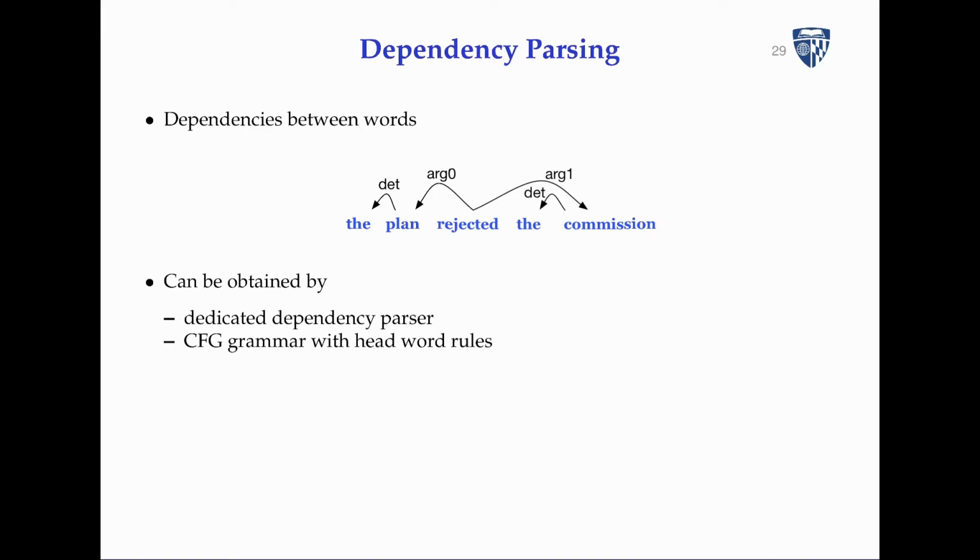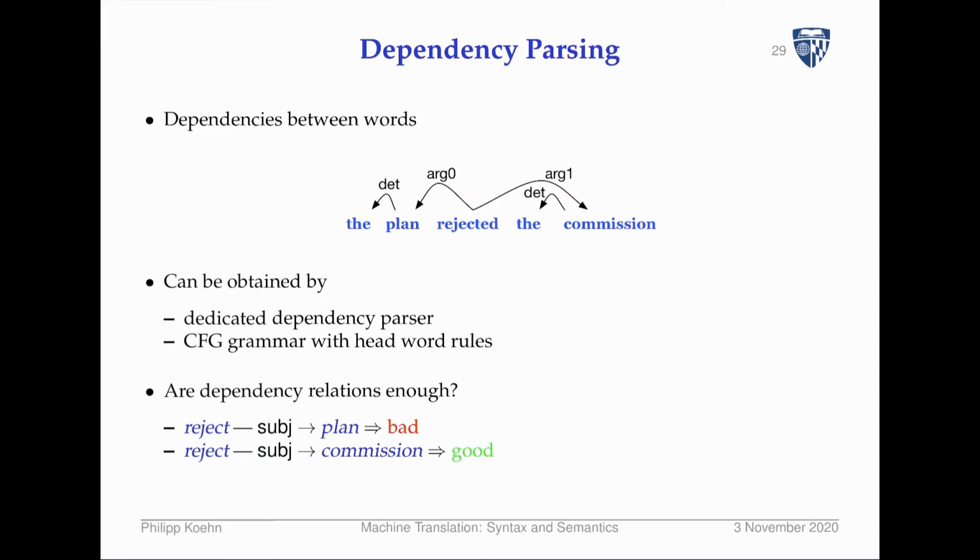So how do we get there? We need to first do dependency parsing, and then if you look at the dependencies of a verb, we can basically label them with these names, arg0, arg1. So we first do a dependency parser, and then we also have labels for them. And then we can basically figure out reject subject plan. That should say that's a kind of a bad assignment, and reject subject commission is a good assignment. So maybe this is a bad assignment. This should be arg1 and this should be arg0.